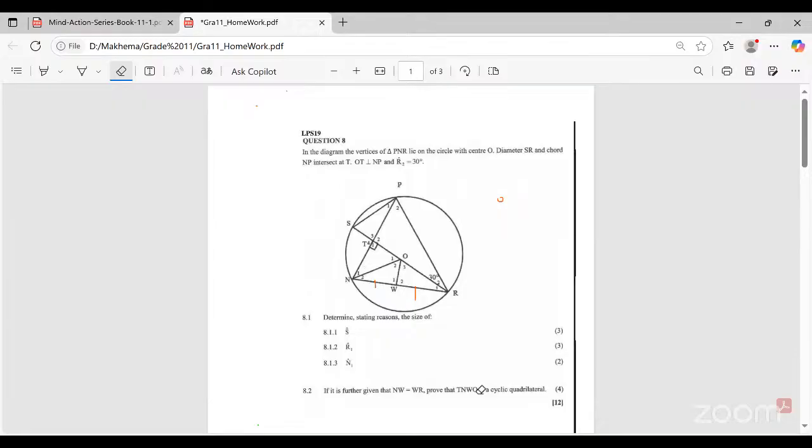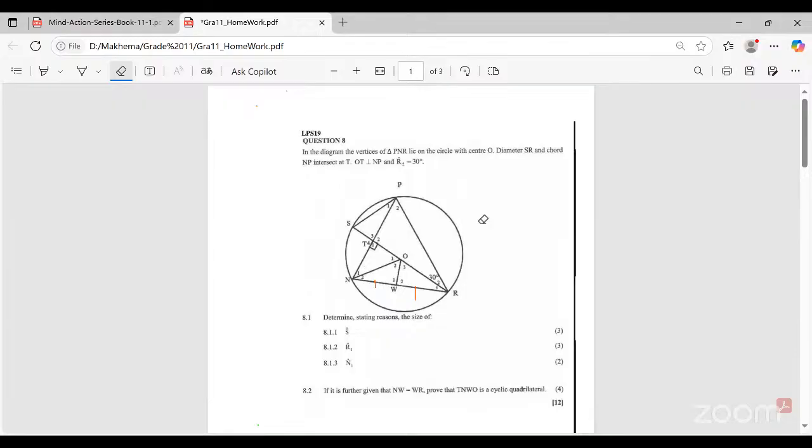Remember last time we were together, I told you that in order for you to prove something, you need to know the properties of that something. If you need to prove that part A is a car, you need to know the properties of a car. What does a car do? Then if you can tell me what part A does, we can conclude that part B is a car. So here we are required to prove that TNWO is a cyclic quad.